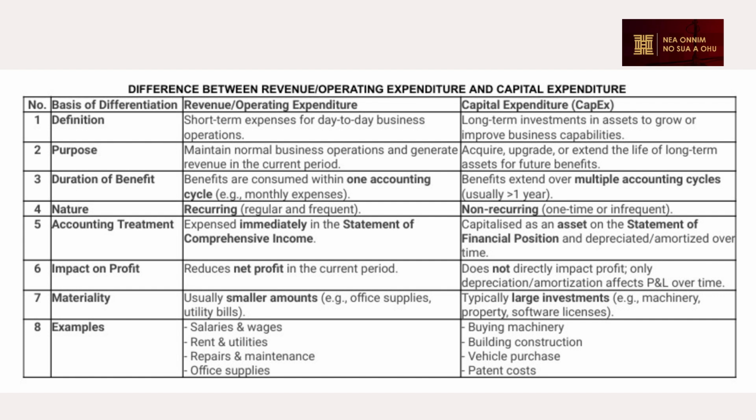So these 7 bases of differentiation are what we are going to be using to differentiate between revenue or operating expenditure and capital expenditure. So now let's start with the definition.